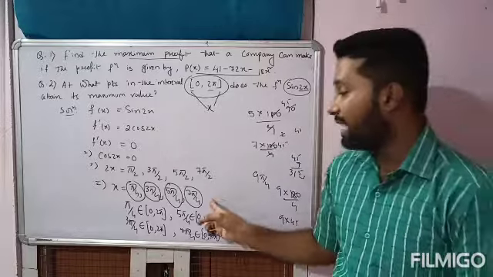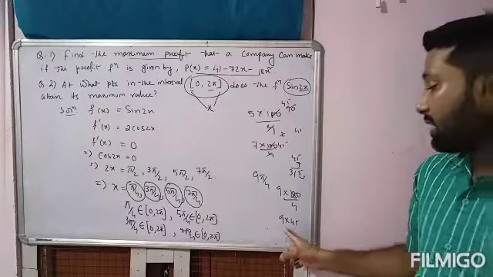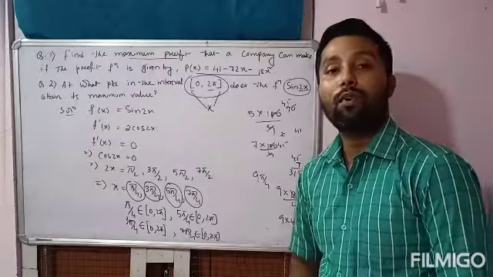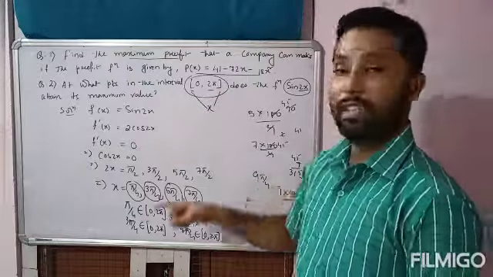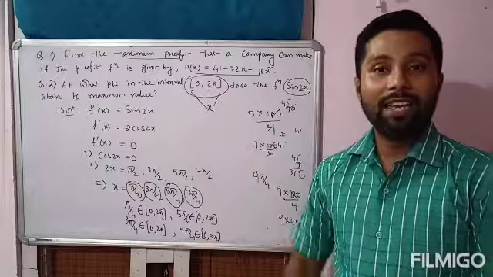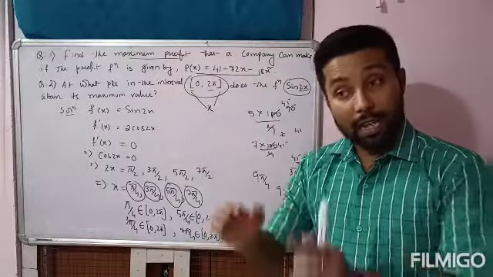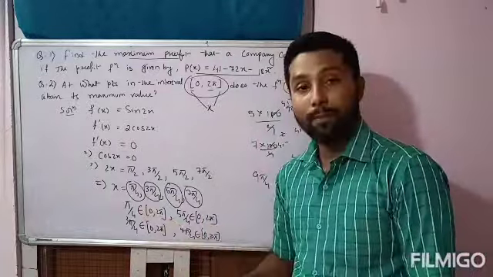After that, if I write 9 pi by 4, it will not satisfy because 9 into 45 degree is always more than 360 degree. So it does not satisfy the range of x. Yes or not? These critical points should be inside the interval.